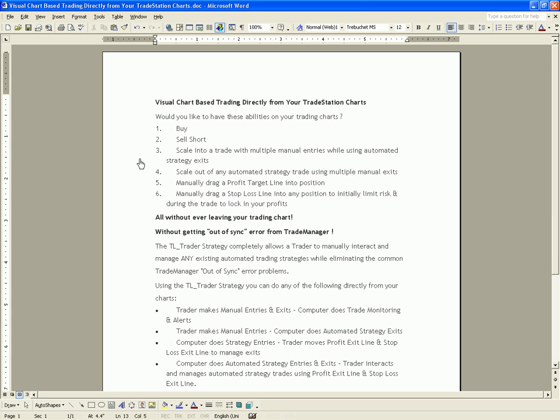for you. First off, would you like to have the ability on your trading chart to buy directly from your chart or sell short directly from your chart? Scale into trades with multiple manual entries while using automated strategy exits, so you can intermix the discretionary piece with the automated piece, or scale out of any automated strategy trade using multiple manual exits.